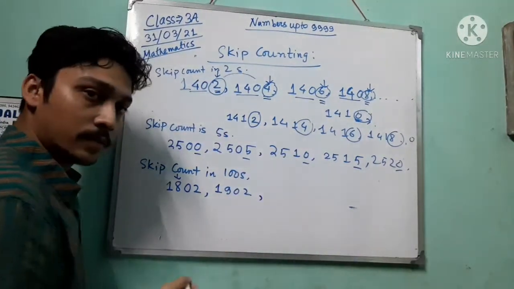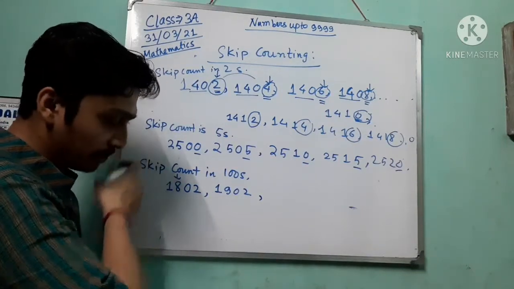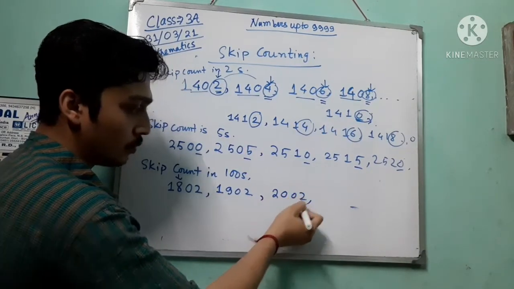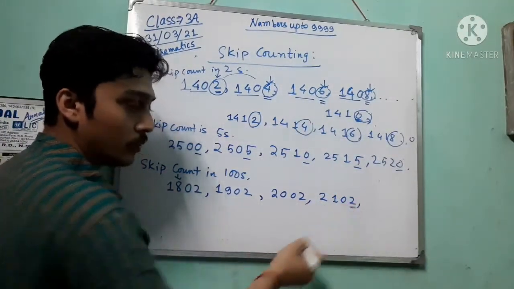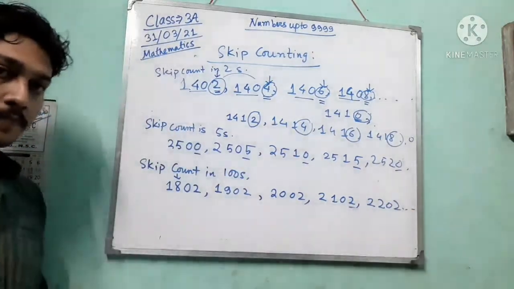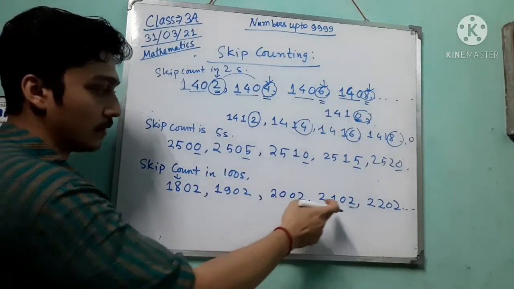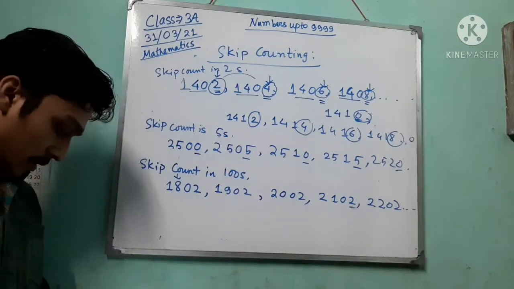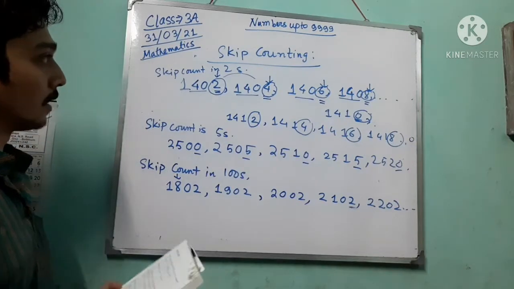So after 1902, it will be 2002. Then it will be 2102, then 2202, and so on. So in the hundreds count, the hundreds place is changing. See, this hundreds place is changing. Okay. Now I am going to the last topic.